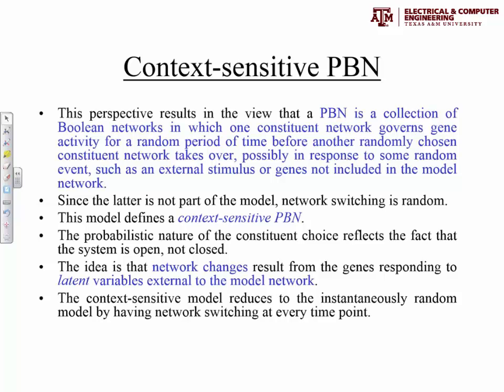And the context-sensitive model will reduce to the instantaneously random model by allowing the network to switch at every time point. If it's context-sensitive, it means for some time it's just a fixed network, and then it switches. But if you allow switching at every time point, then from those predictor sets that you have, you're switching at every time point. It's like you're tossing a coin and switching to some network. And in that case, it becomes instantaneously random. So every time point there is a switching.